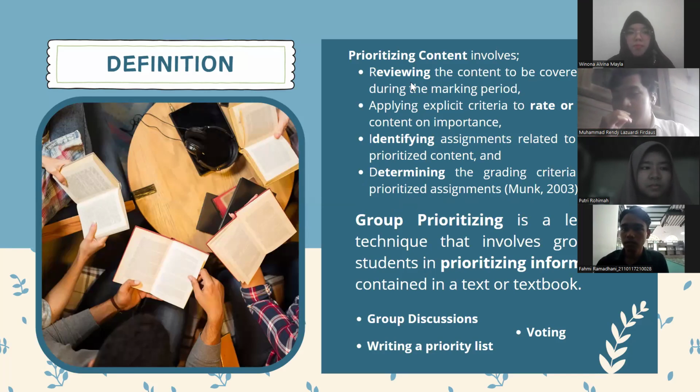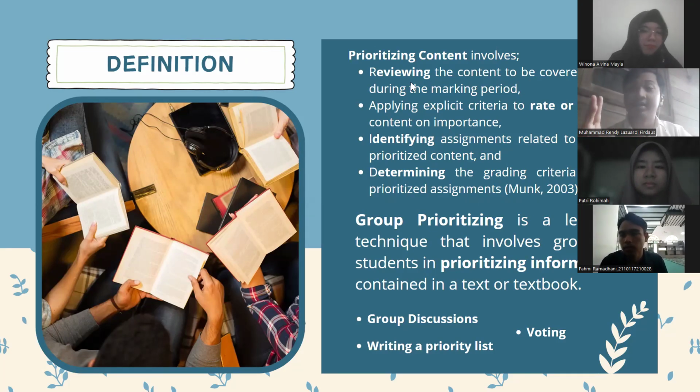Now, according to Meng in 2003, he defined prioritizing contents from the perspective of teachers, which involves: first, reviewing the content to be covered in class during the marking period. The second one is applying explicit criteria to rate or rank the content by importance. And the third one is identifying assignments related to the now prioritized contents. And the last one is determining the grading criteria for the prioritized assignment. That is basically the four steps of prioritizing contents according to Meng in 2003.